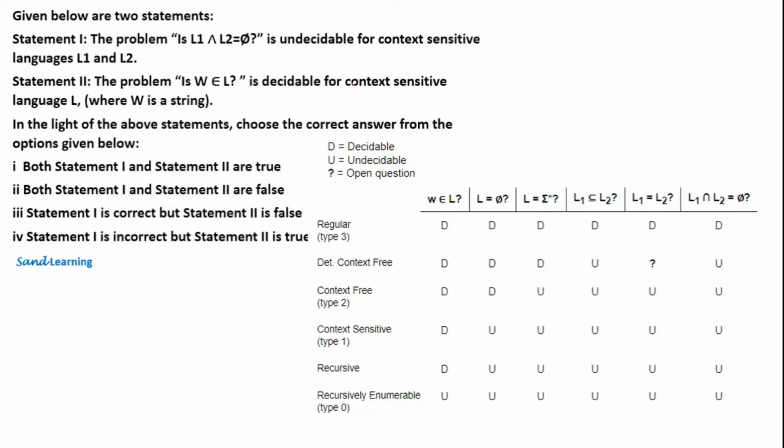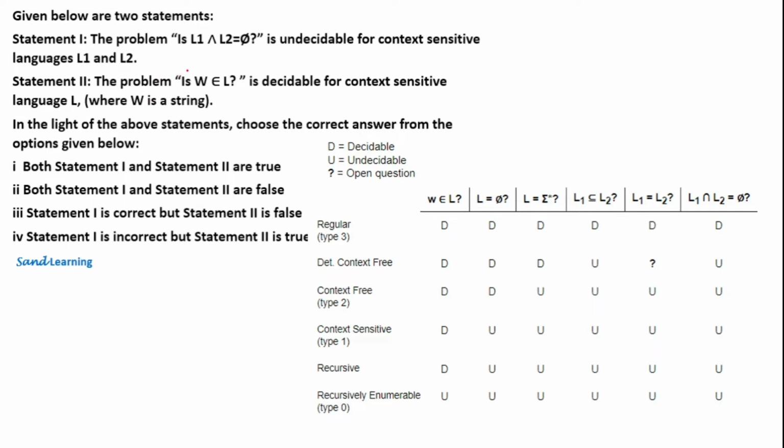The next question is: given below are two statements. Statement 1: the problem L1 intersection L2 equal to null is undecidable for context sensitive languages L1 and L2. The second statement: the problem of whether a word belongs to the language is decidable for context sensitive language, where w is a string. In the light of the above statements, choose the correct answer from the options given below. We have to choose whether both statements are true, or statement 1 is true and statement 2 false, so all those options we have to identify.